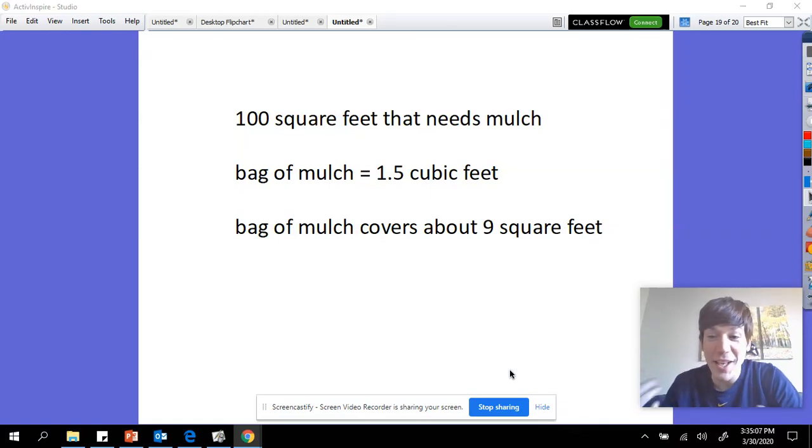Hey guys, so in thinking about this problem, these are the three things that I told you. So I told you that the amount of area that needs mulched is 100 square feet. One bag of mulch is 1.5 cubic feet, so it'll fill up 1.5 cubic feet, and a bag of mulch covers about 9 square feet.